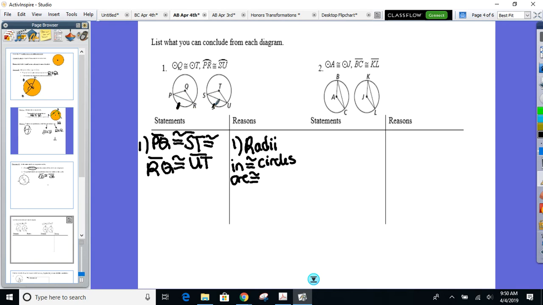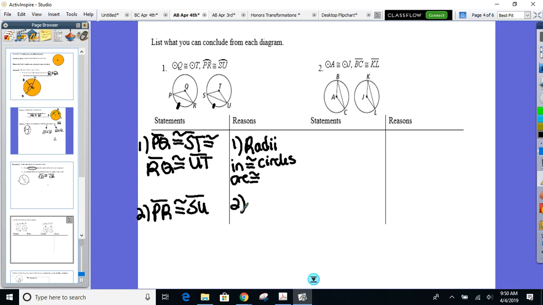PR is congruent to SU. If those two arcs are congruent, name something else that has to be congruent based on the theorems we went over today. Dylan, let's roll. Here we go. PR congruent to SU. What theorem would that be? And I'm going to show you a shortcut. You don't have to write it all out, the theorem, Anthony, all right?